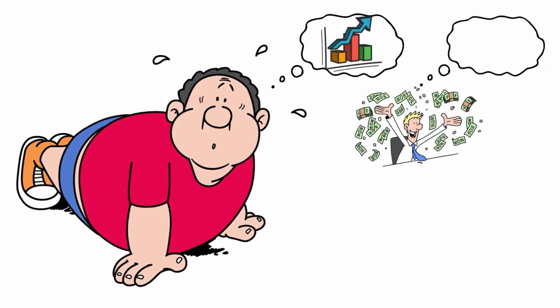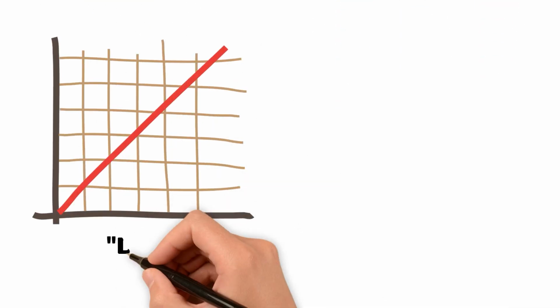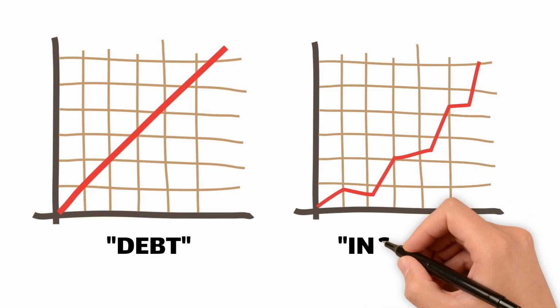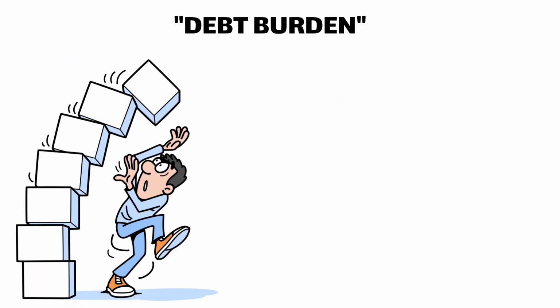They have an inclination to borrow and spend more rather than pay back debt. Because of this, over long periods of time, debts rise faster than incomes. We call this ratio the debt burden. Despite this rising debt, lenders keep lending money freely.